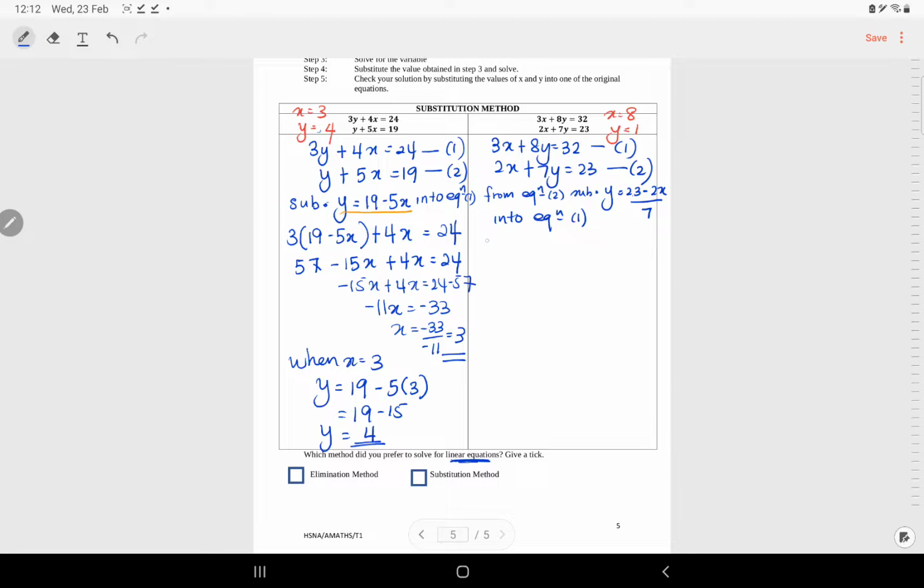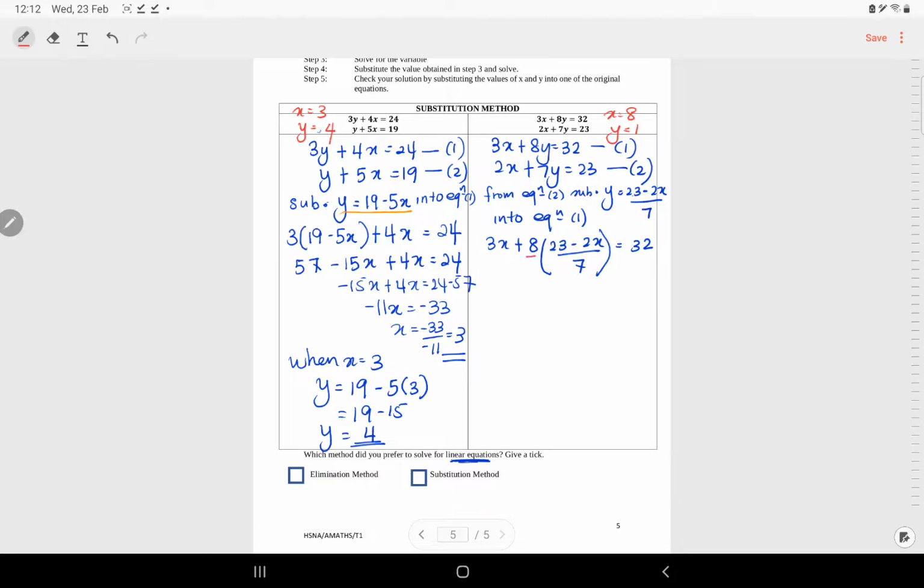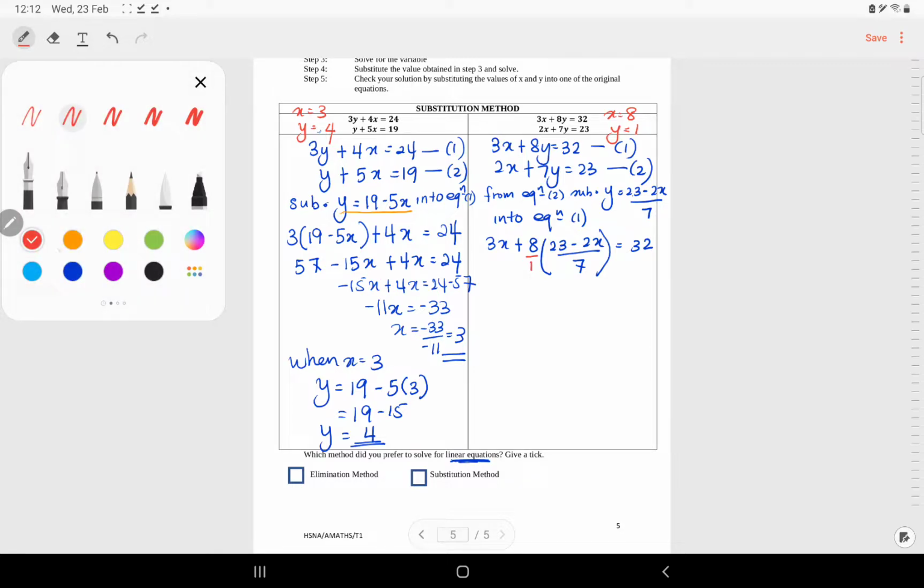So here we have 3x plus 8 multiplied by 23 minus 2x over 7, equals 32. Alright, so this is a common mistake students make, they will multiply the 8 to the top and also the bottom. No, you can see it as 8 over 1. So you only multiply to the numerator.